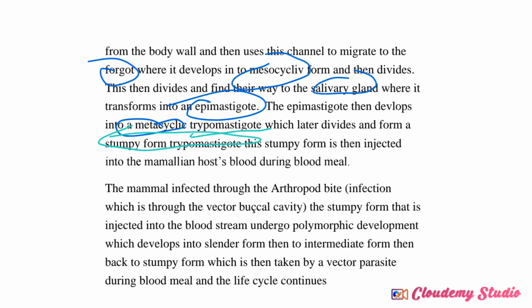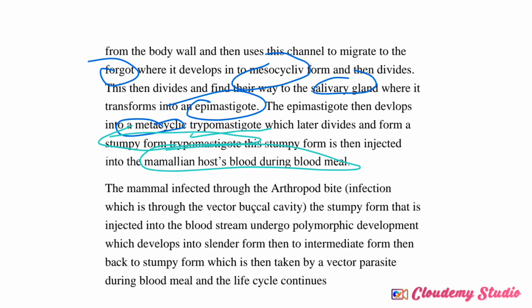This stumpy form is now injected into the mammalian host blood during a blood meal. So another host, they inject another stumpy form into the host. Now, it should be infected.